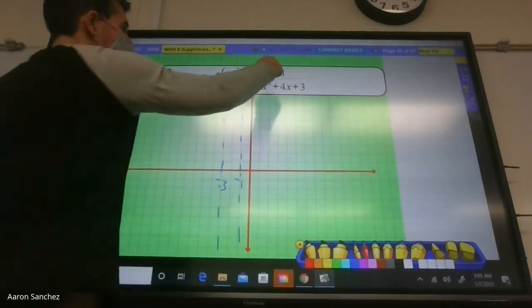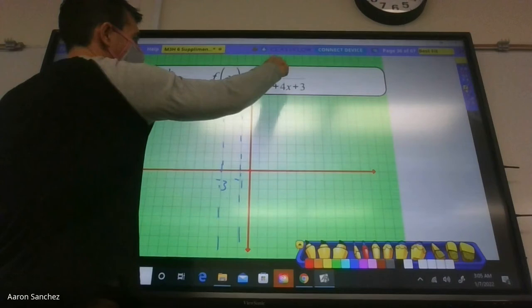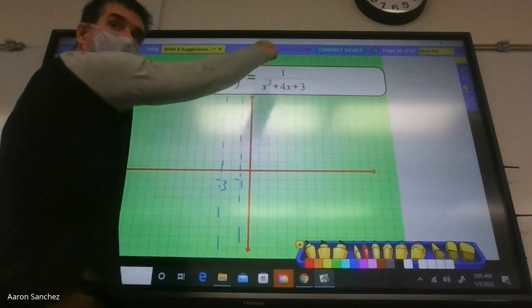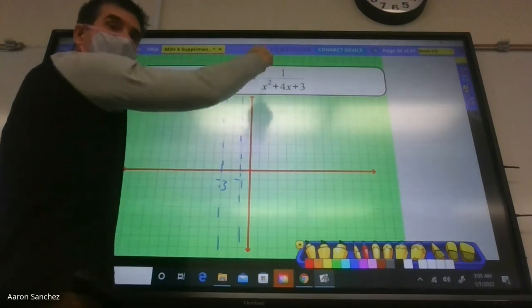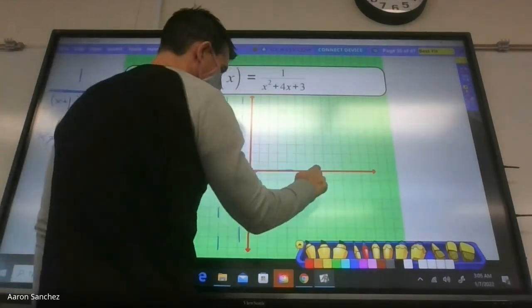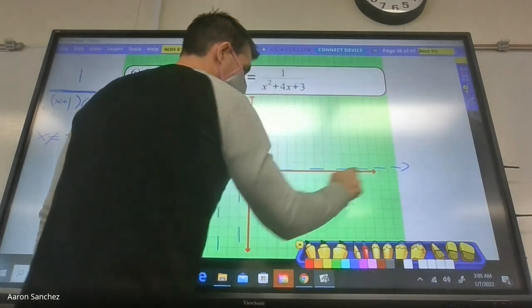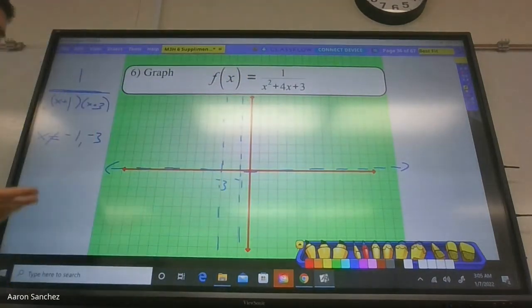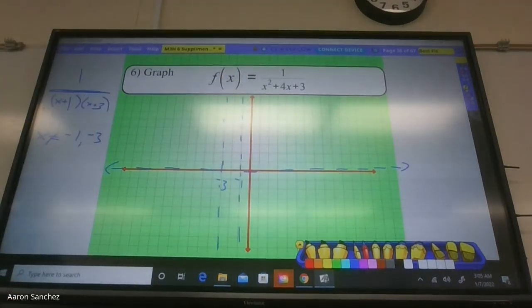Because m is smaller than n. There's no x in the numerator, it's x to the 0 here, right? So smaller, we got the x-axis. And no problem. Okay, so then we just test the limits. Go and test the limits, and then what do you do after you test the limits?